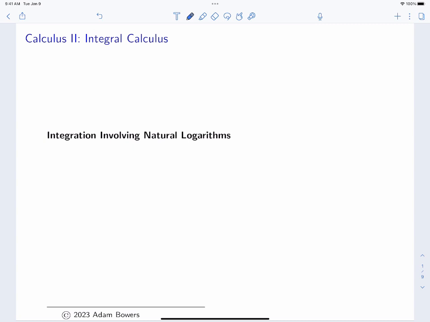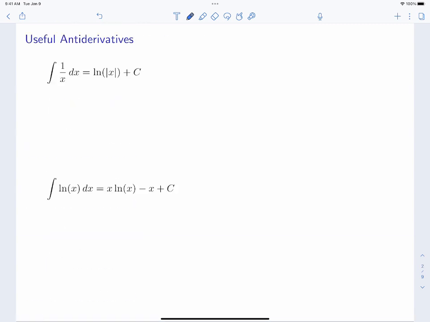In this video, we'll consider integration involving natural logarithms. For the most part, we're looking at problems using substitution, but these integrals will involve the natural logarithm in one way or another. So we're going to start with some useful antiderivatives. We consider these as elementary antiderivatives because we know these antiderivatives based on derivative rules.